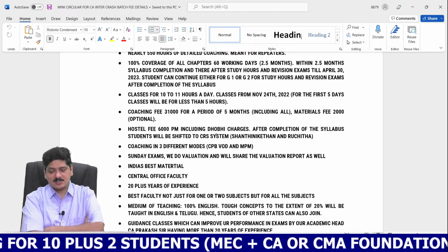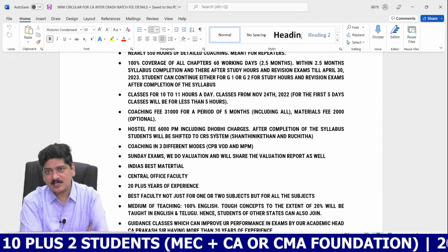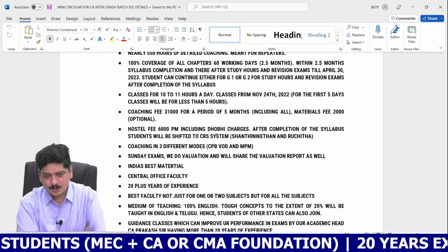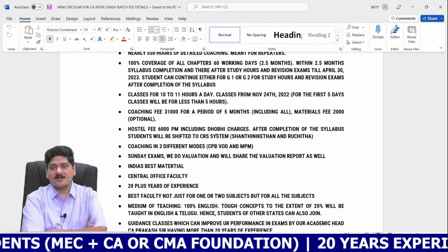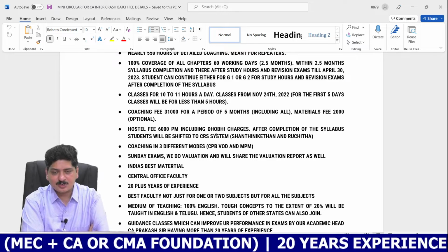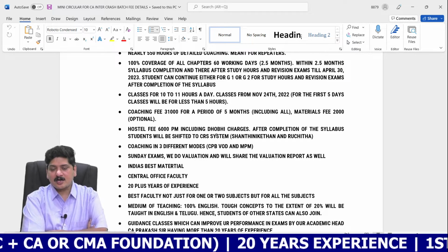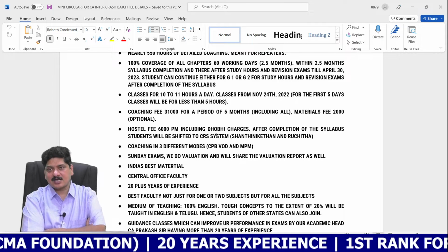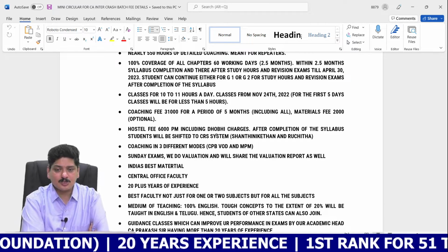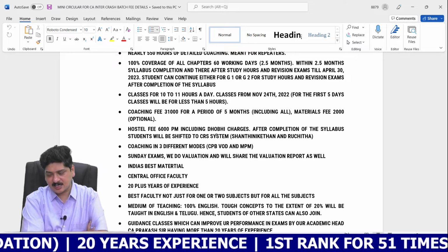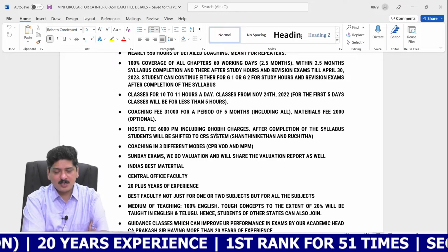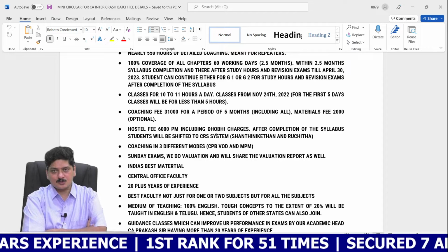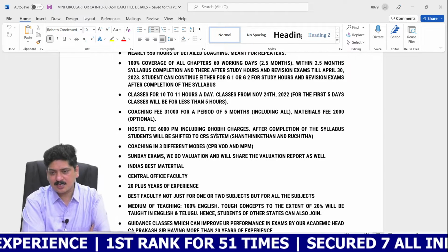And coming to the hostel facility, yes, we do have a hostel facility for boys and girls at Guntur. Since there is no CPB, complete physical batch, in our branches, the question of joining the hostel will not arise there. In Guntur, we do have a hostel facility and we are going to charge 6,000 rupees per month, including dhobi charges. I repeat, including dhobi charges. For a tenure of 5 months, we are going to charge 30,000.